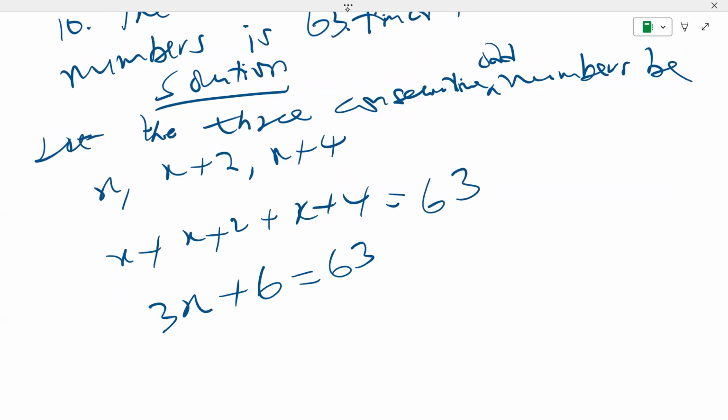So we get 3x plus 6 equals 63. Now, what we are going to do is subtract 6 from both sides. So we shall get 57. Now we divide both sides by 3. When we divide 3x by 3, we get 1x. We divide 57 by 3, we shall get 19.